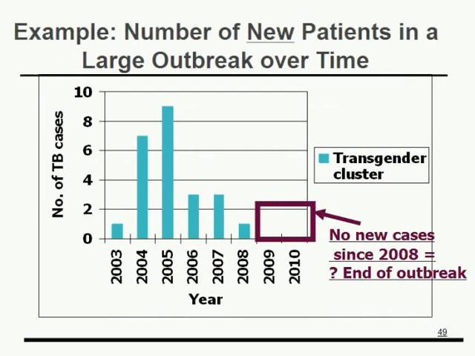So this just shows you a large outbreak. We had a transgender outbreak that actually occurred in other states in the East Coast as well as Baltimore. But you can see that the sort of epicenter of that, thinking of the earthquake yesterday, the epicenter was 2005. But in 2009, 10, and 11, we haven't seen any cases with that pattern. And so we know that outbreak is over.